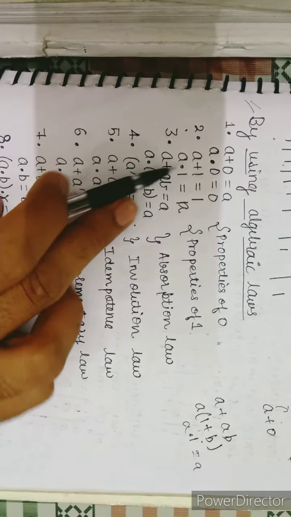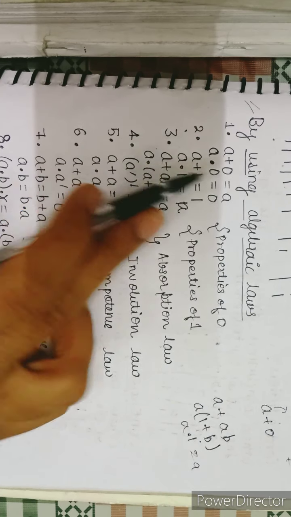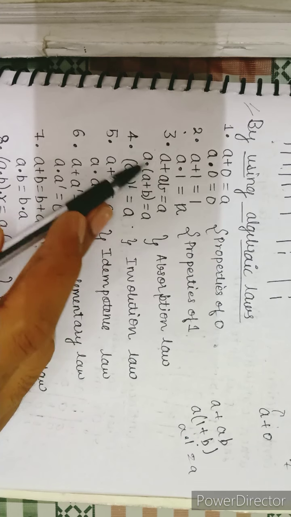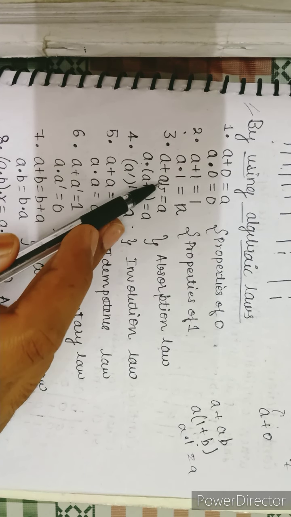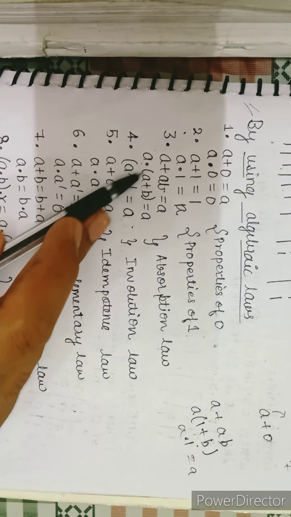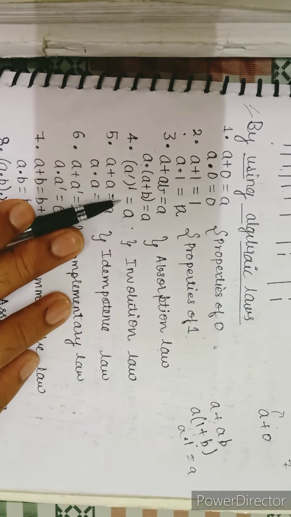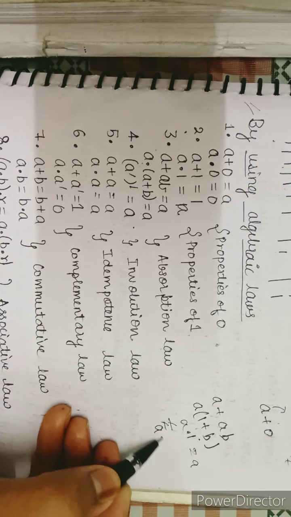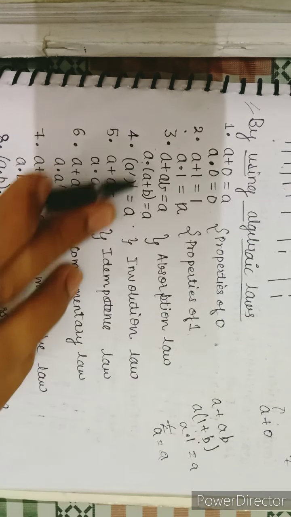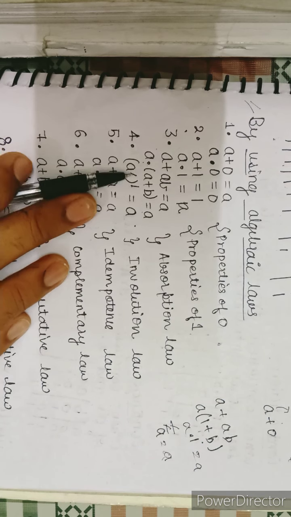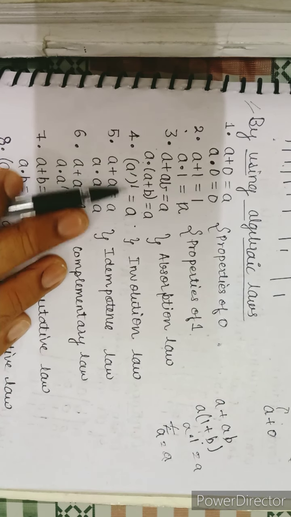Now changing plus with dot, as we can see there are two forms. Here the dot is there, so it converts into plus. So a into a plus b remains the same as a. Next is the involution law. The involution law is like this: a double bar. It will cancel, and it remains a. So a double bar equals a. The involution law states that the complement of the complement of a equals a.